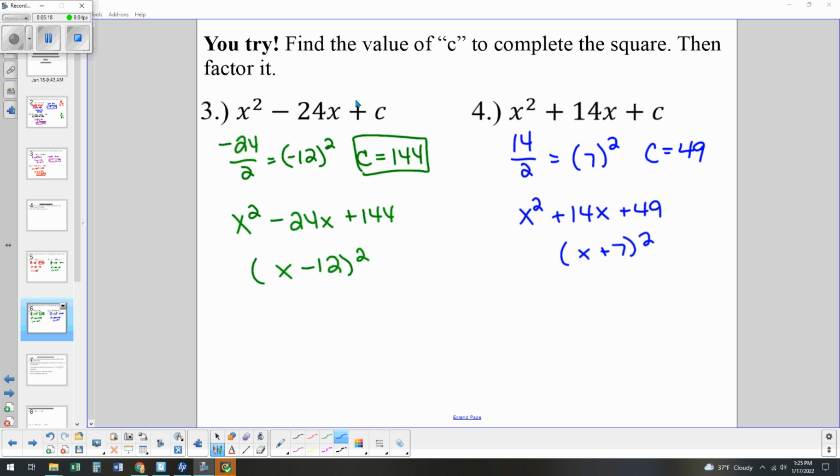Let's check these. Half of negative 24 is negative 12, and squaring that I get 144. So that would be the c value. And then the two numbers that multiplied to 144 and added to negative 24 were negative 12 and negative 12. For number 4, half of 14 is 7, squared is 49, so c is 49. And the two numbers that multiply to 49 and add to 14 are positive 7 and positive 7.